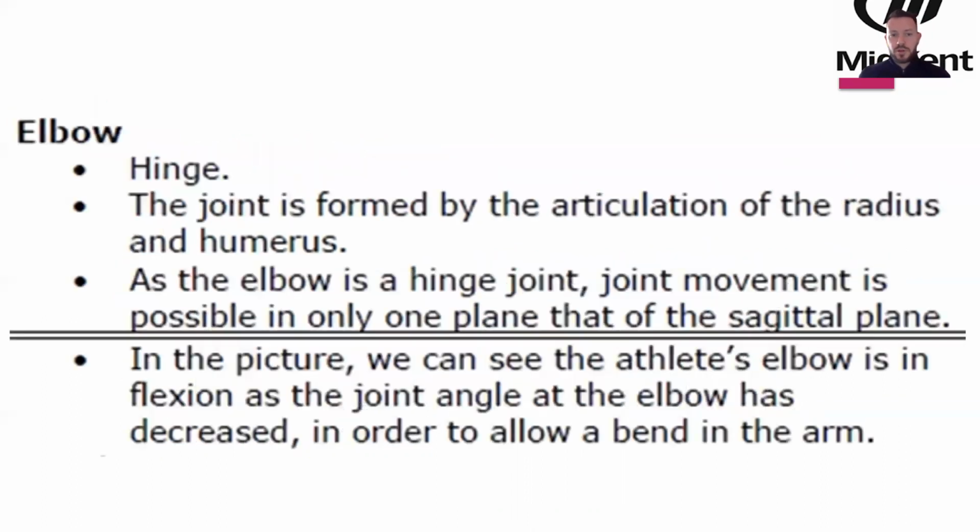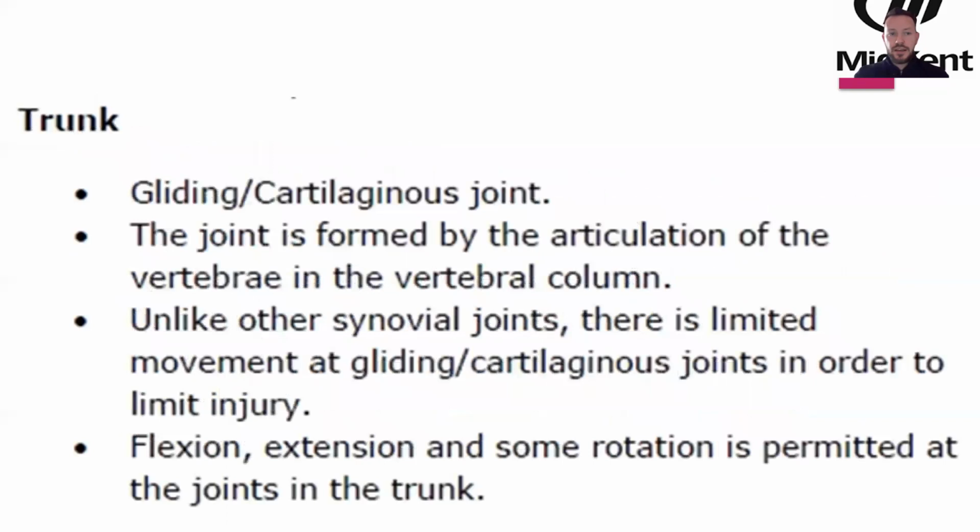If you use the elbow as another example, you can see the athlete's elbow is in flexion as the joint angle has decreased, to allow a bend in the arm. It's really about thinking about how you can link what you're saying together in a nice flowing way. Last but not least, with the trunk, if you have a look, flexion, extension, and some rotation is permitted at the joints in the trunk. In this case, we can see there's some slight extension or very little movement occurring in the trunk. So again, just some things that you could mention there.